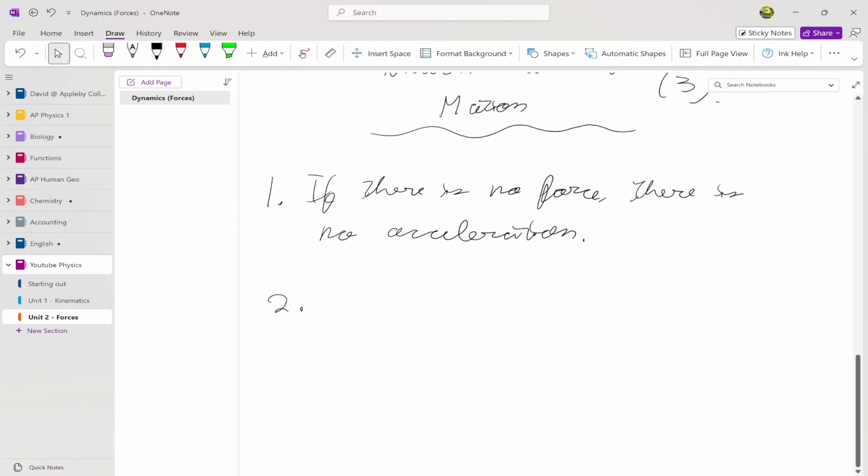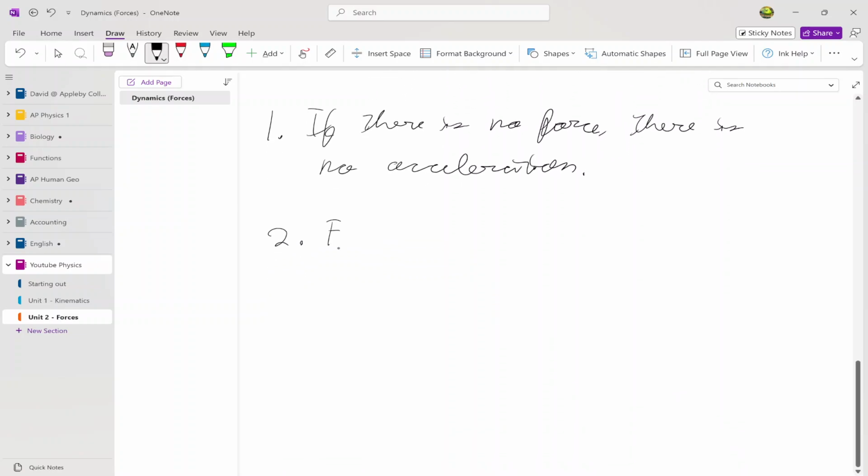And number one and number two are actually quite simple, because number two states that if there is no net force, well, that does mean number one, but number two just means F equals ma.